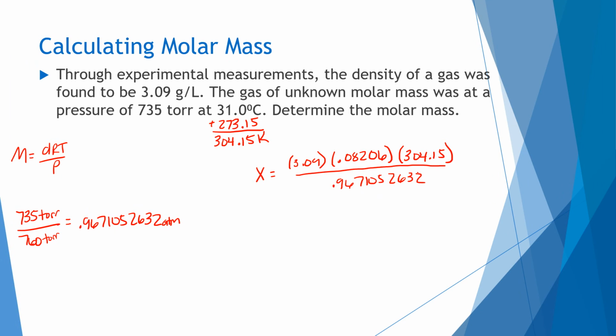Just like all the last problems, we're going to multiply across the top, equal that out, and then divide by our bottom. When you end up doing that, you get about 79.7451184. Rounding to the correct number of sig figs, it should be 3 based on our values in our sheet, so this is actually going to be 79.7. Now we have to do a unit. Because it's asking for molar mass, molar mass is always going to be grams per mole.